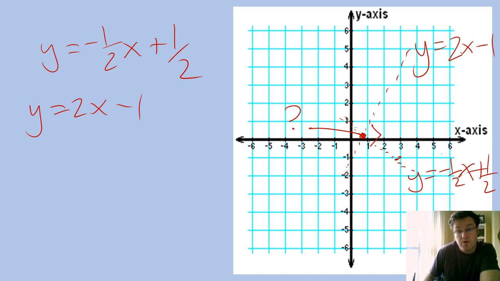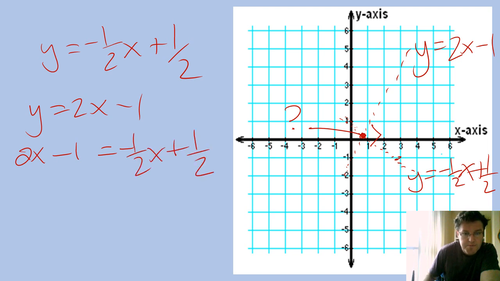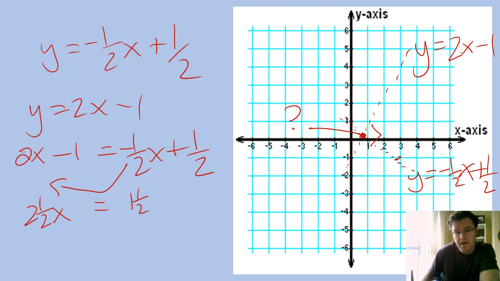So in gradient slope form, both the equations are equal to y, so you can just say they're equal to each other. So I'm going to say 2x minus 1 equals minus a half x plus a half. Collect my like terms, so let's put this over here. So I got 2.5x, and let's put this over here. So I got 1.5.